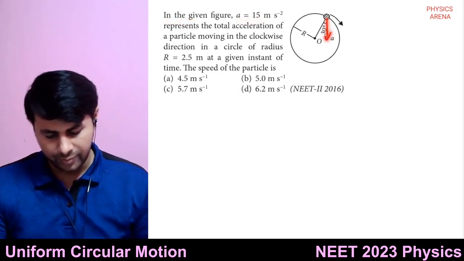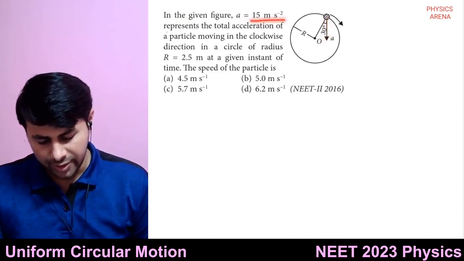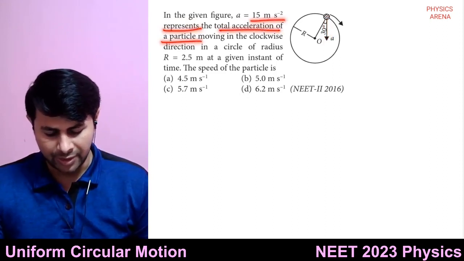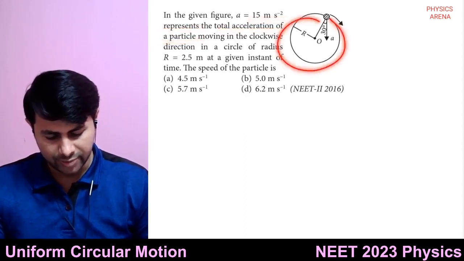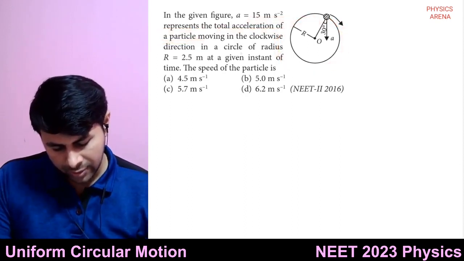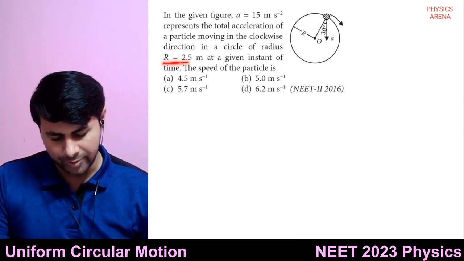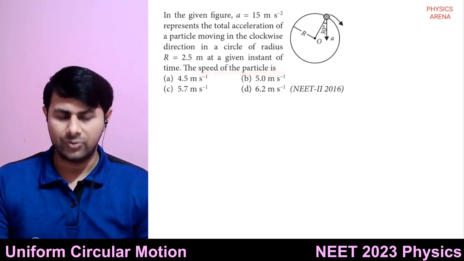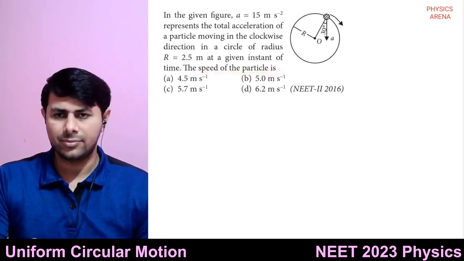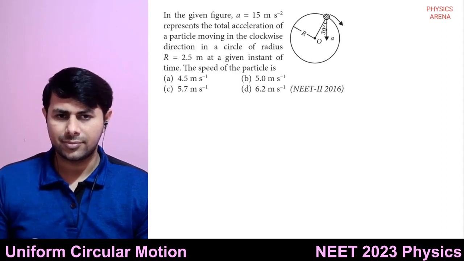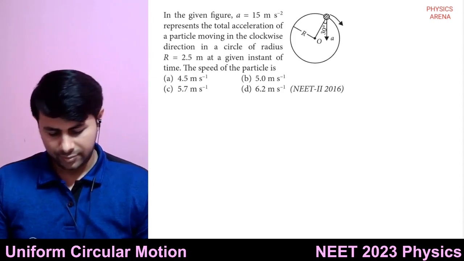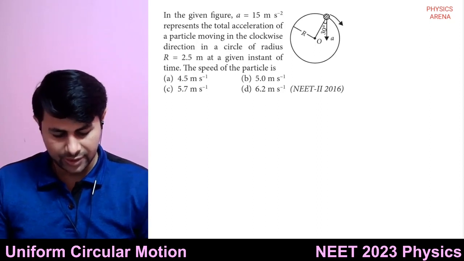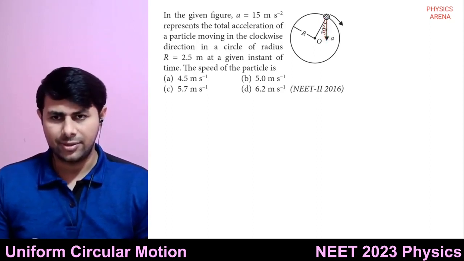In the given figure, A is equal to 15 meters per second squared, and it represents the total acceleration of a particle moving in clockwise direction in a circle of radius r equals 2.5 meters at a given instant of time. The speed of the particle is? What should we do? Acceleration is given. What is this acceleration? Is it centripetal, is it tangential, or is it the total?